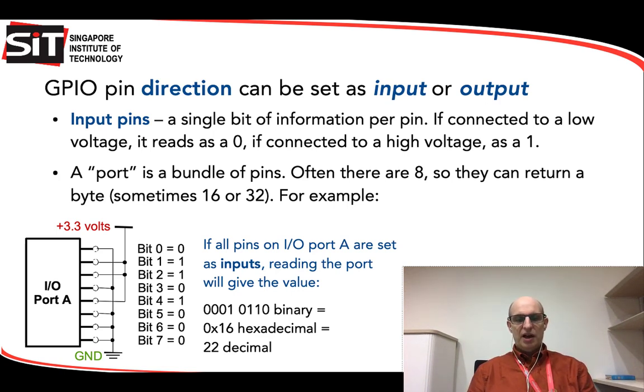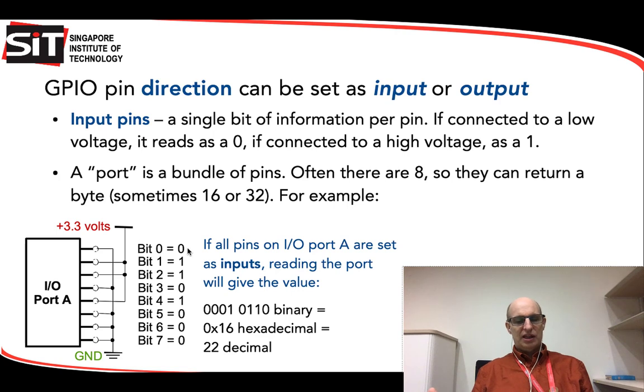We don't normally have GPIO pins as individual pins. We normally have a bundle or a port of something like 8 pins, or 16 or 32. So here my I/O port A has got 8 pins. It's an 8-bit port. And I can set all of the I/O pins in port A to be inputs. And if I did, and if they were connected up like shown here, then I would get an input pattern starting from bit 7 of 0001 0110.